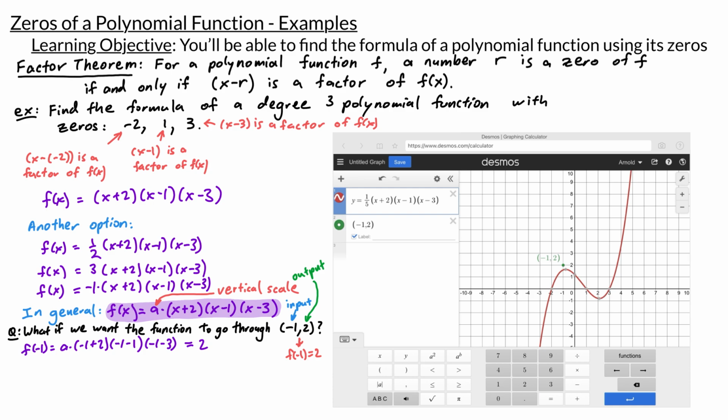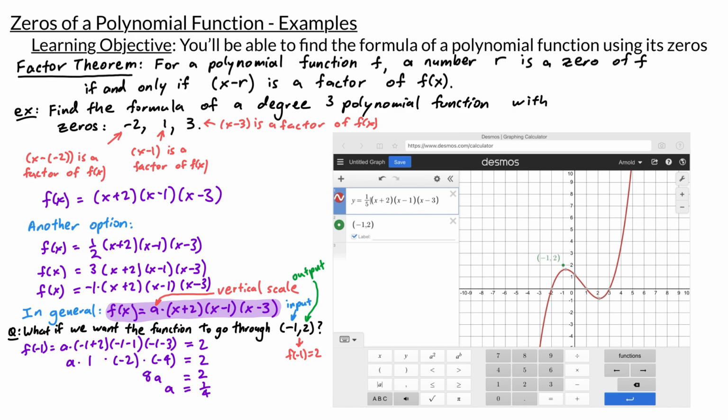Now, let's simplify this. On the left, we have a times -1 plus 2, which is 1, -1 minus 1 is -2, and lastly, -1 minus 3 is -4. And this is equal to 2. On the left-hand side, a times 1 times -2 times -4 gives me 8a, and on the right-hand side, this is still equal to 2. So lastly, to get a by itself, we divide both sides by 8. We get a equals 2 divided by 8, which is 1/4. So what we've learned here is that if a is 1/4, then f of -1 would equal 2, meaning our function would pass through the point -1, 2.